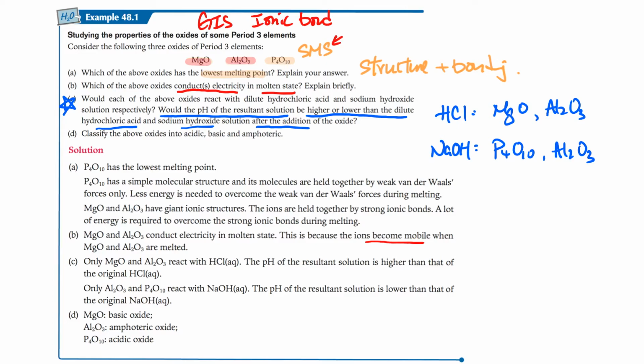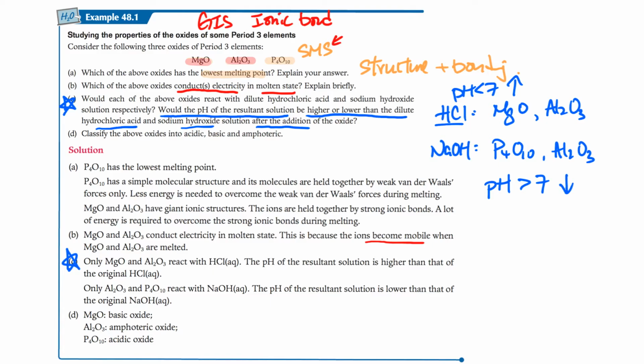So at the beginning, HCl original, the pH should be less than 7. But once you add the MgO, they got neutralized. So therefore, the pH should then increase. While on the other side, NaOH, the pH should be larger than 7 because it's alkaline, right? So when you add the oxide to it, the pH of the solution should then drop. I just want you to pay attention to that.